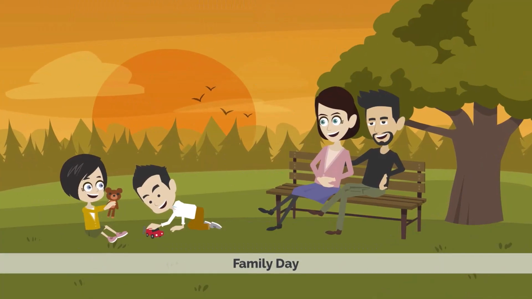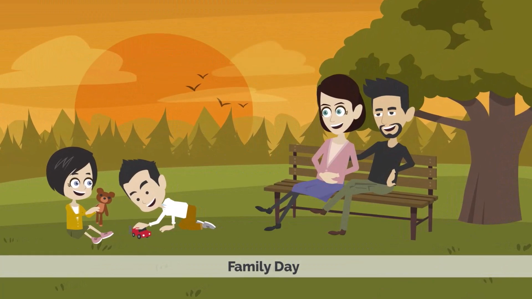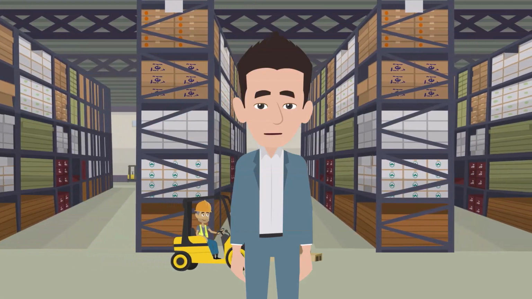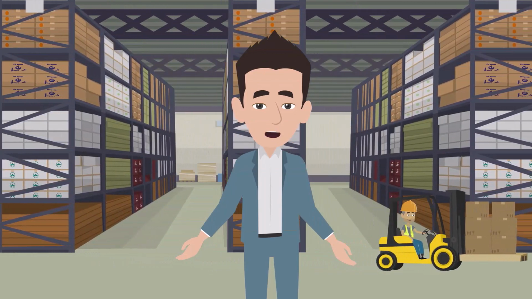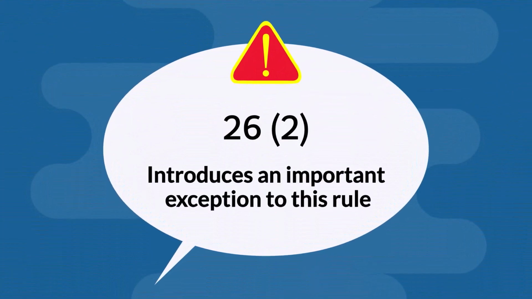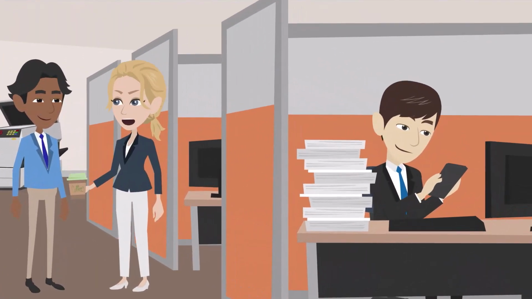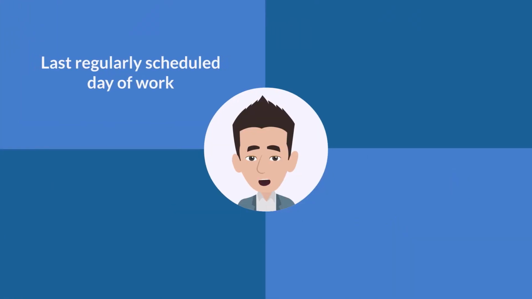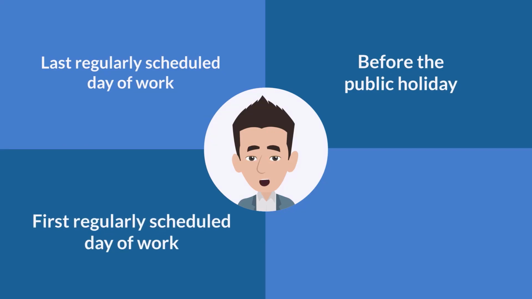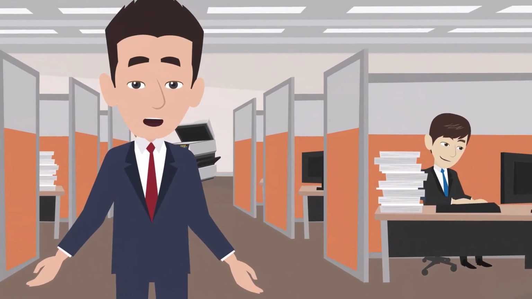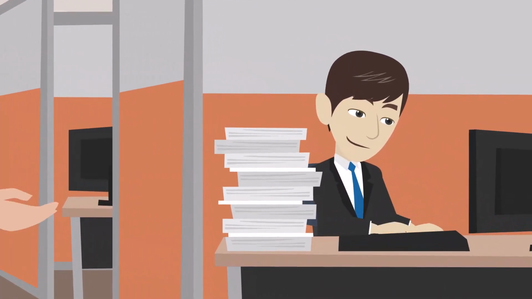This ensures that employees are fairly compensated for public holidays, recognizing these days as special, non-working days, except in certain industries or roles where exemptions apply. However, Section 26, subsection 2 introduces an important exception to this rule. An employee loses their entitlement to this benefit if they fail, without reasonable cause, to work all of their last regularly scheduled day of work before the public holiday or all of their first regularly scheduled day of work after the public holiday. This clause is designed to prevent employees from extending their holiday period without authorization.